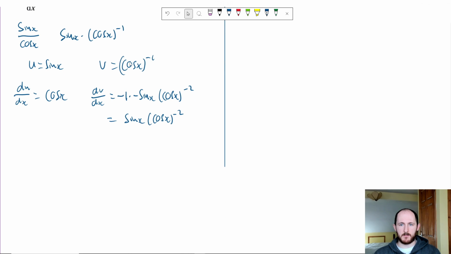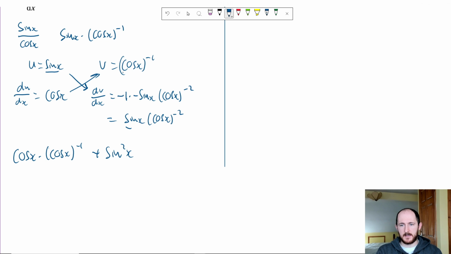And then again, we're going to multiply and cross multiply and all that stuff. So the first thing, du/dx is cos x times that. Well, you can probably see that that's going to cancel out. But I'm not going to make it too crazy. Then it's going to be add. We get sine x times this. So we get sine squared x times cos x to the minus 2.